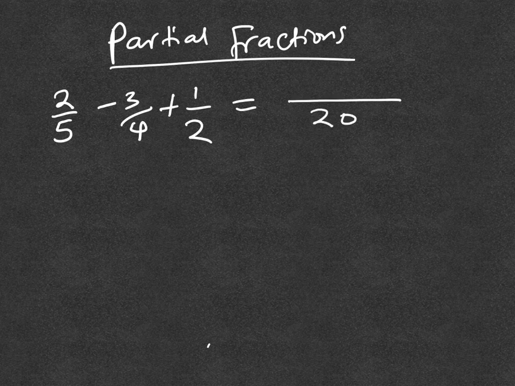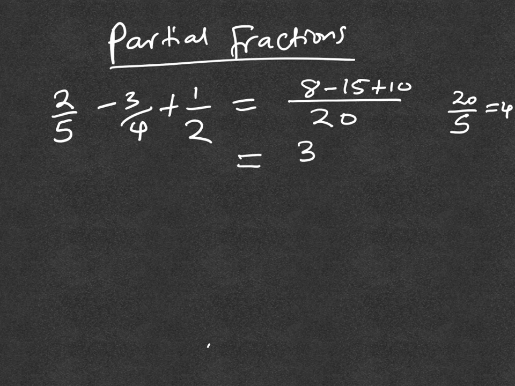So we get 20 and divide by 5. 20 divided by 5, you end up with 4. 4 times 2 is 8. 20 divided by 4, you get 5. 5 times 3 is 15. Then 20 divided by 2 is 10. So 10 times 1 is 10. Now 8 minus 15 plus 10, you end up with 3 out of 20.